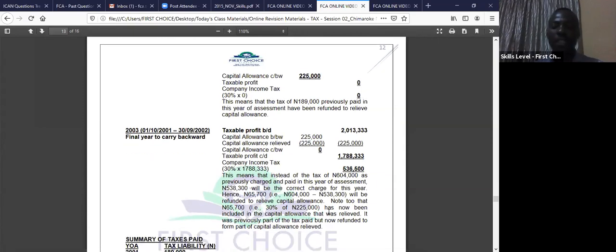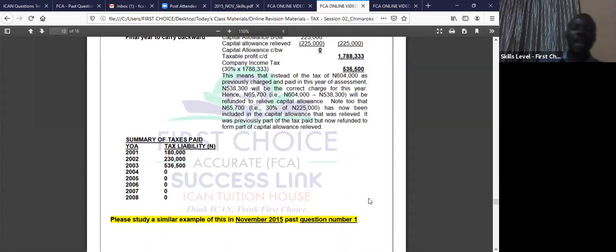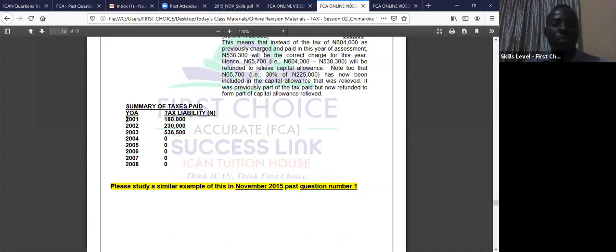So now that we've done it, you see that the summary of your tax is for the year 2001, this is the tax you paid. For the year 2002, this is the tax you paid. For the year 2003, instead of paying 604,000, you are paying 538. Sorry, it's 538,300. It's a mistake. 538,300. Correct this. In year 2004 is 0, 2005 0, 2006 0, 2007, 2008. These are 0 tax. So if you look at it, it's 5 years. 1, 2, 3, 4, 5 years. You are paying 0 tax. You've carried it backward for 5 years.